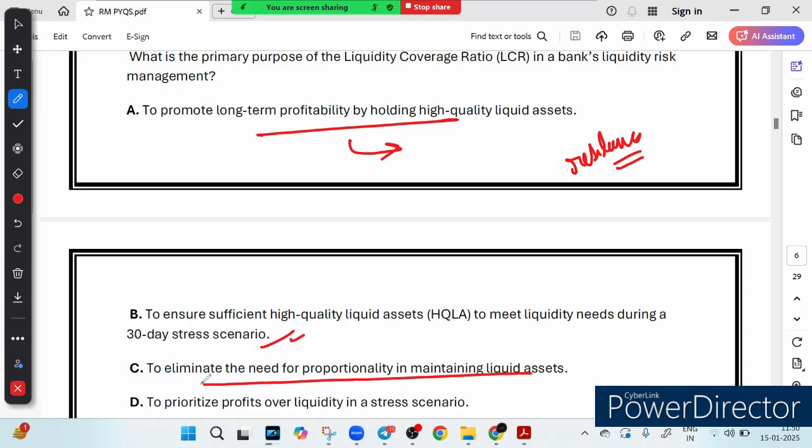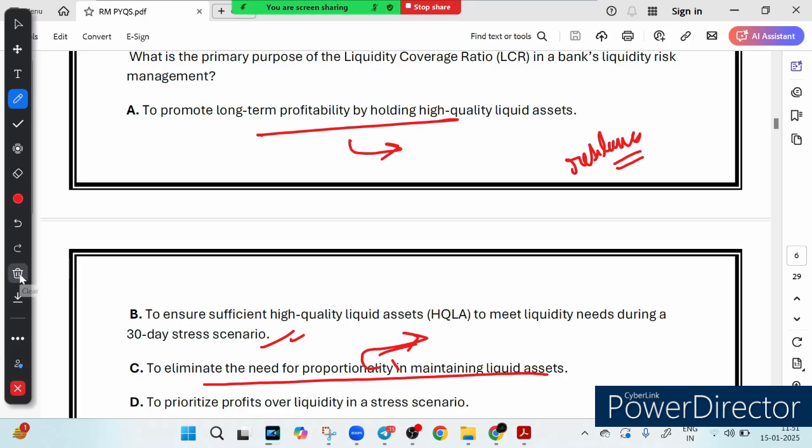Option C says to eliminate the need for proportionality in maintaining liquid assets. See, it is also wrong. LCR actually emphasizes the importance of proportionality, meaning banks must maintain a balanced ratio of liquid assets relative to their short-term liabilities. It ensures liquidity, not eliminate proportionality.